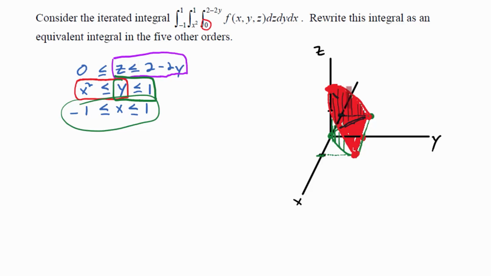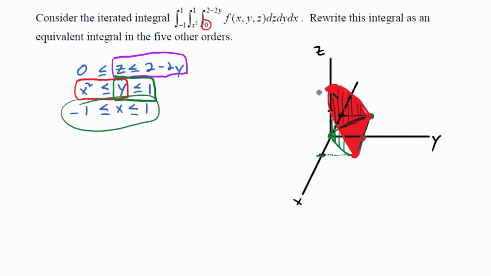And so I'm spending a lot of time on this because it's important you understand the picture, I think. That's the hardest thing, the geometry of this thing. Okay, so that guy is part of the plane that leans, it's z equals 2 minus 2y, that leans against the xz plane. And then it's cut off.